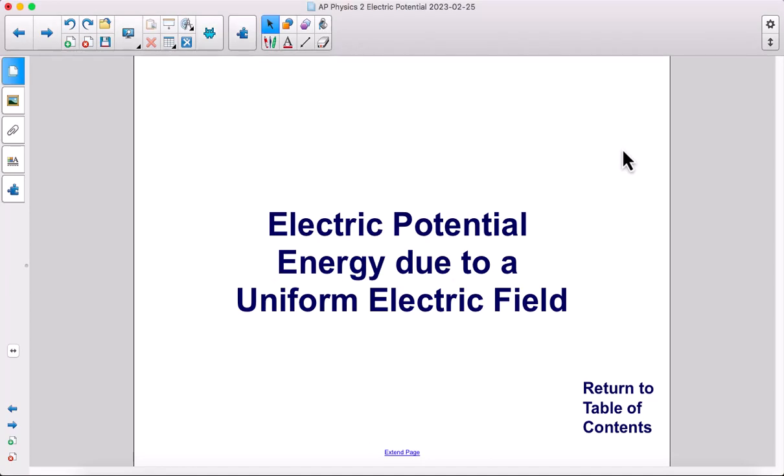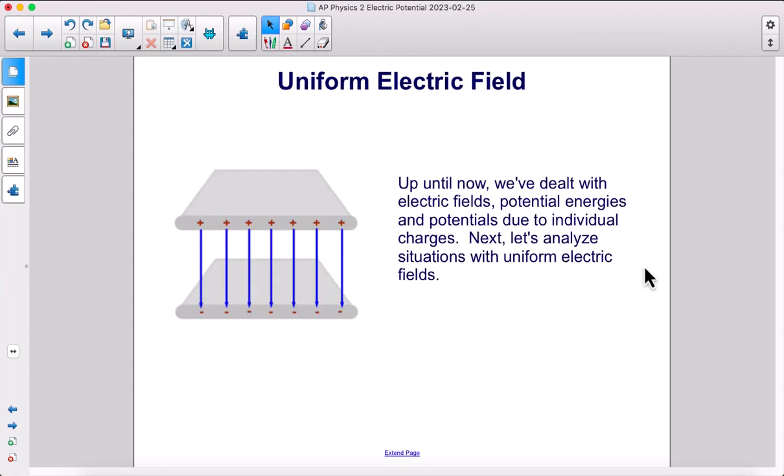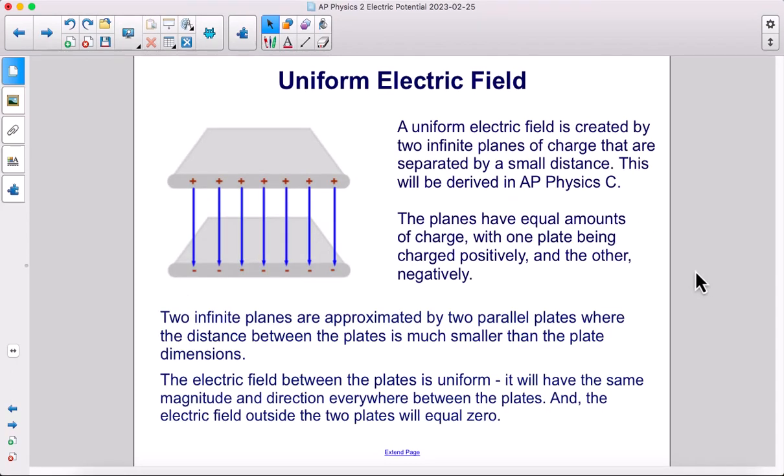Electric potential energy due to a uniform electric field. Up until now, we've dealt with electric fields, potential energies, and potentials due to individual charges. Next, let's analyze situations with uniform electric fields. A uniform electric field is created by two infinite planes of charge that are separated by a small distance.